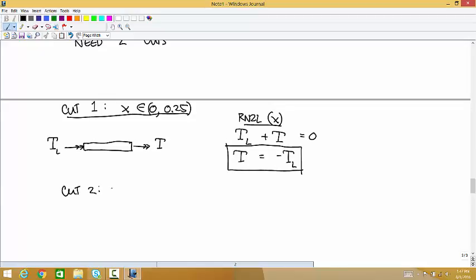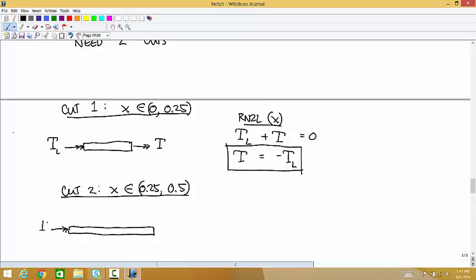Then the second cut is valid for x's between 0.25 and 0.5. On this cut, we have TL. We also have the 500 Newton meter torque at the center. And then we have our internal torque, fancy T.